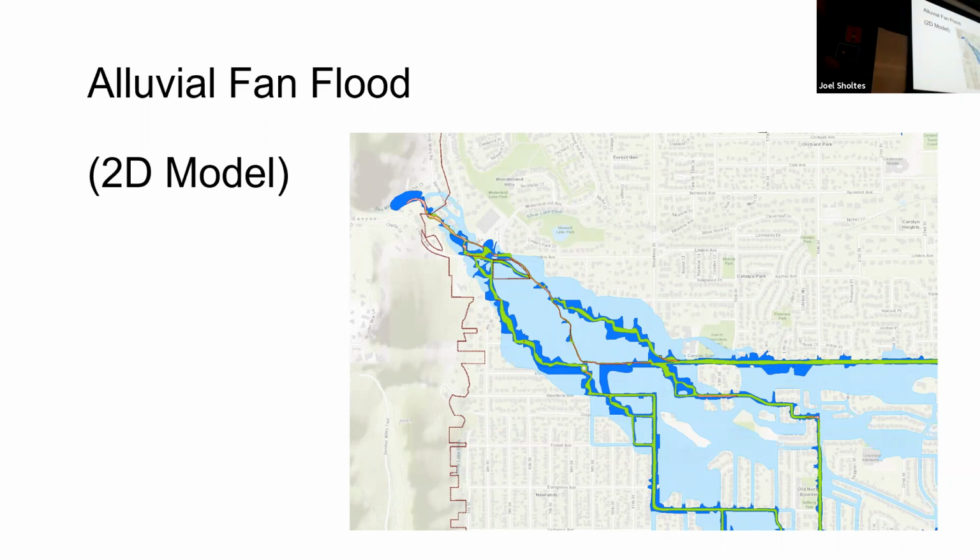Another example where two-dimensional modeling is important is on alluvial fans. Alluvial fans are very common in Colorado. If you look out at the Book Cliffs, pretty much every one of those drainages, you've got a valley coming out of the Book Cliffs, and then it hits the desert floor, and everything drops out of transport. So it creates this fan or this cone of sediment.